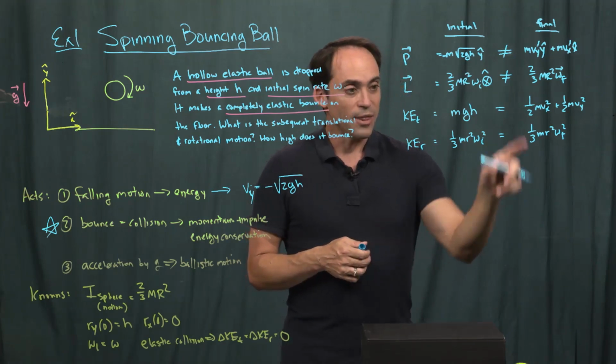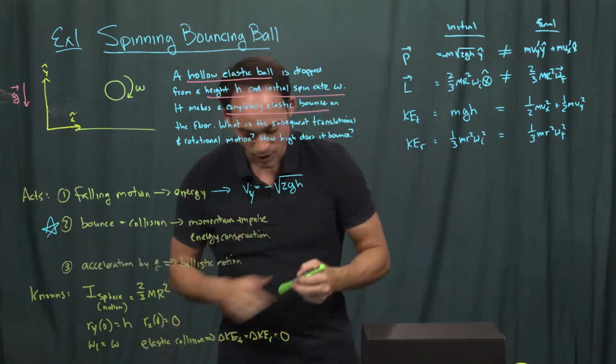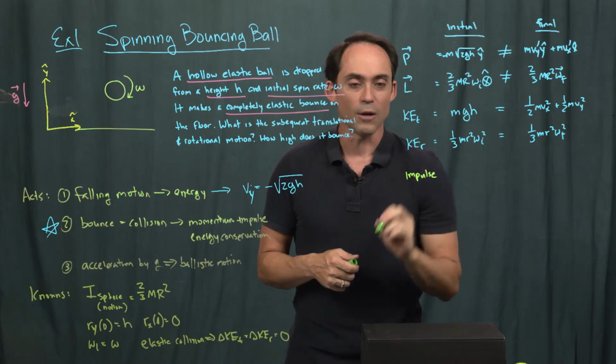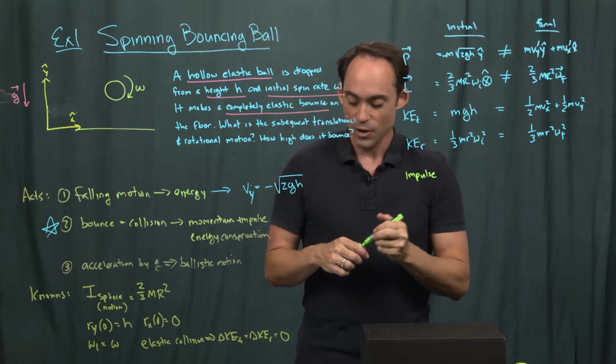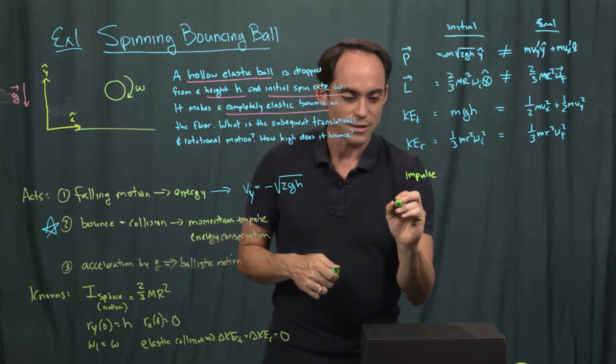Now, the next thing we can do is calculate expressions for the impulse. Let's do that in a different color. The impulse is going to be happening along many different axes, both translation and rotation. To get an idea of the impulse, let's do a quick force diagram to see what forces are acting on the system.